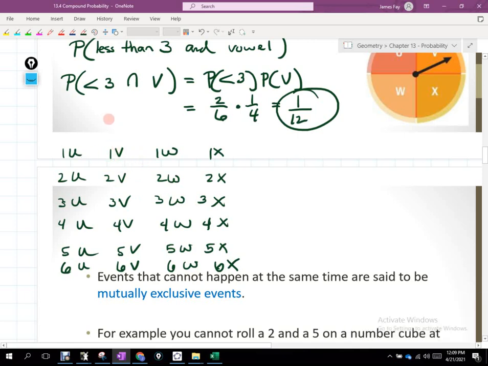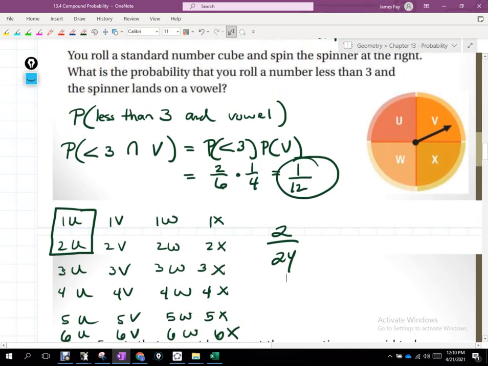Okay, so now, if we look at these, would you agree that those are the ones that are less than 3 and a vowel, right? Everything else is either 3 or greater and a vowel or a consonant. Okay, so now, how many of those do we have? How many favorable outcomes? 2 out of how many total things that could show up? 24. Okay. Now, that's using the sample space, but isn't the formula so much more efficient?